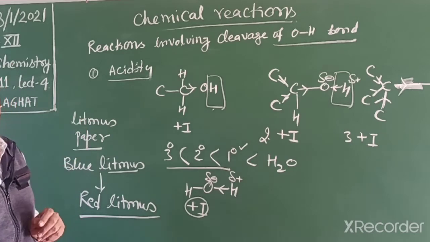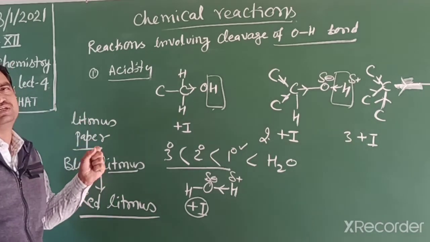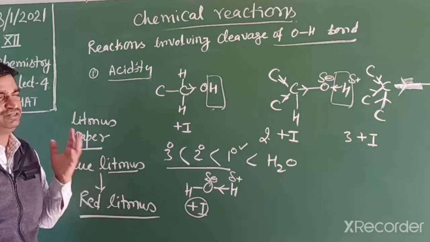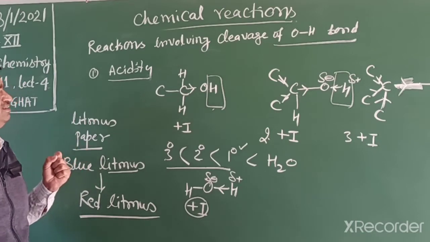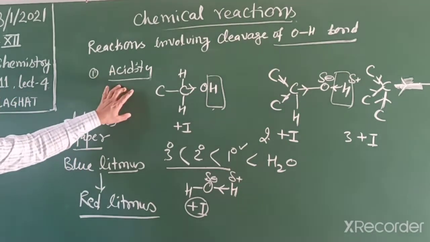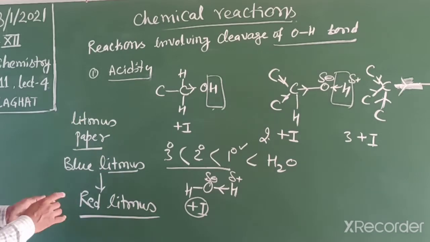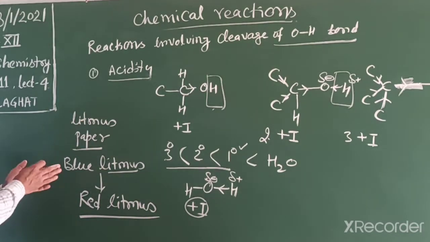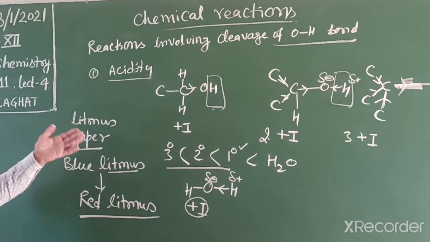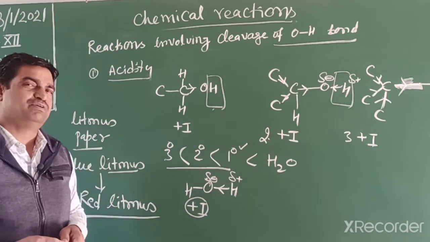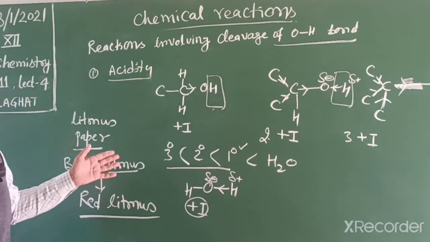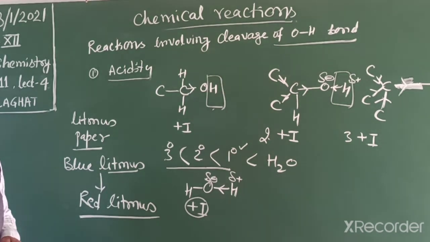But the reaction: when alcohols react with sodium or aluminum, they release hydrogen gas. That reaction shows they are acidic. But phenols change blue litmus into red litmus. We can check the acidic character of phenols by litmus paper and by reaction with sodium hydroxide.